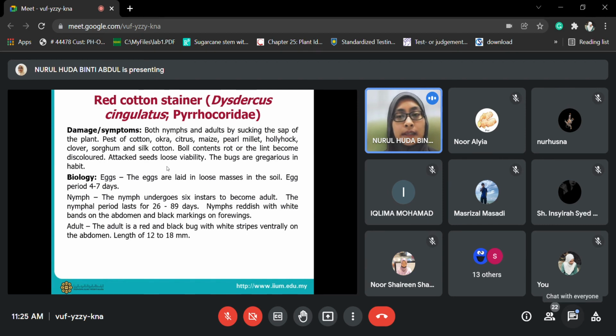So usually, okay, this insect or these bugs gregarious in habit. Gregarious meaning that you not only found one insect, maksudnya dia selalunya appear dalam group yang besar. So kalau kamu jumpa satu, there is a possibility ada a lot more on the same plant. Okay, jarang sangat dia nak ada satu je. So gregarious meaning dia appear in large number. Okay, and then for the biology, usually the eggs will lay on the soil, in the soil, and then the period of development is 4 to 7 days.